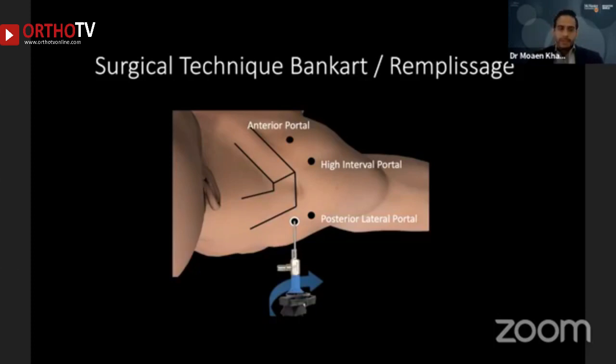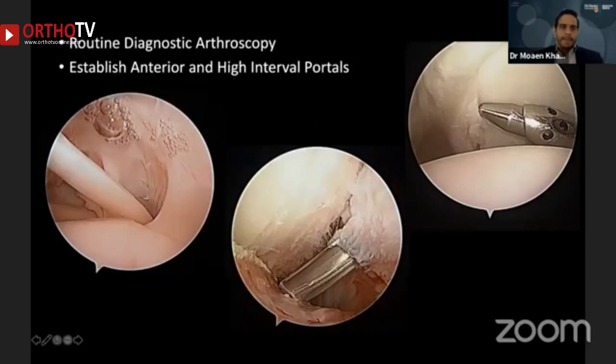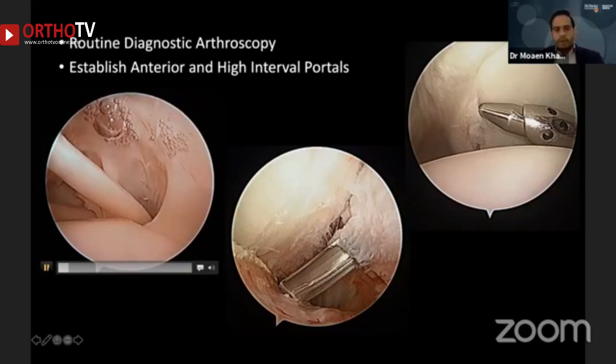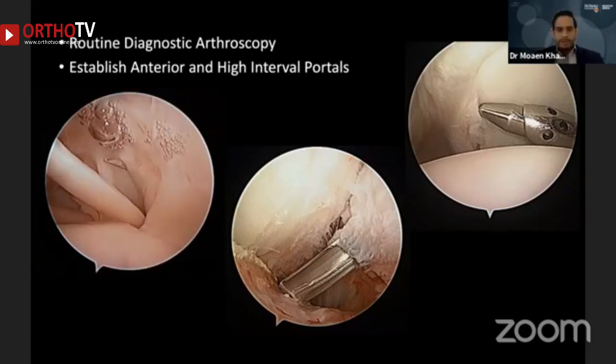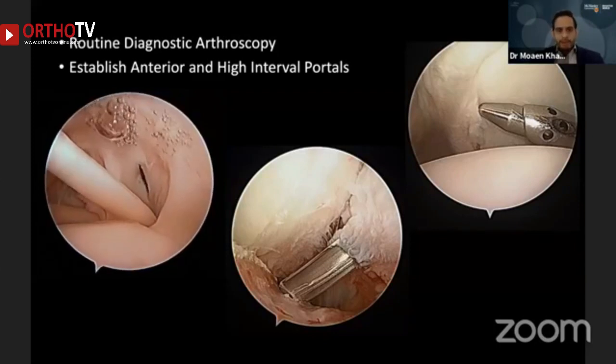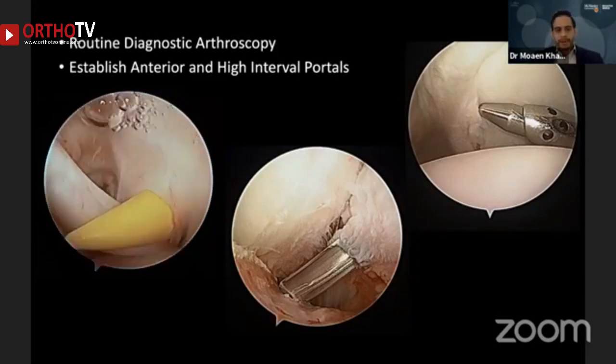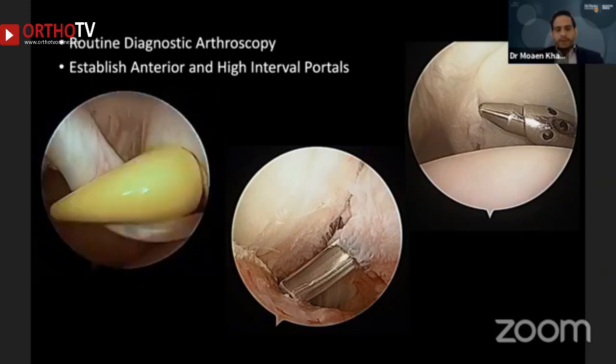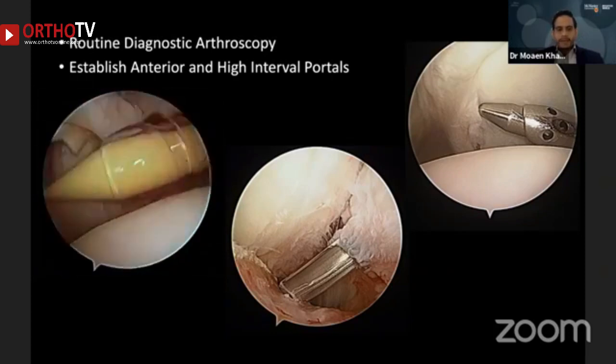I do my procedures in beach chair position, but obviously, whatever is most comfortable for you. The first thing I do is begin with my routine diagnostic arthroscopy. I establish an anterior and a high interval portal. I find that this high interval portal can be very useful for a number of reasons. When viewing from this portal, you have an excellent view of the anterior aspect of the glenoid, and you also have a very good view of the Hill-Sachs lesion.